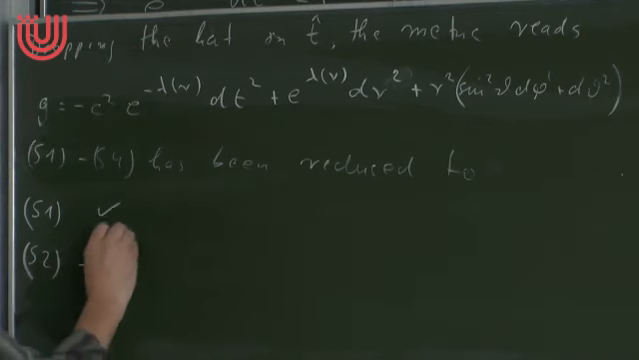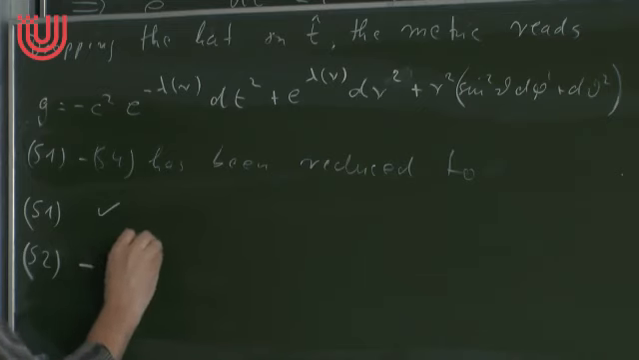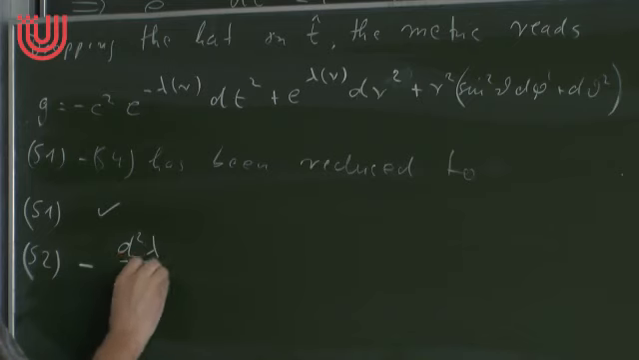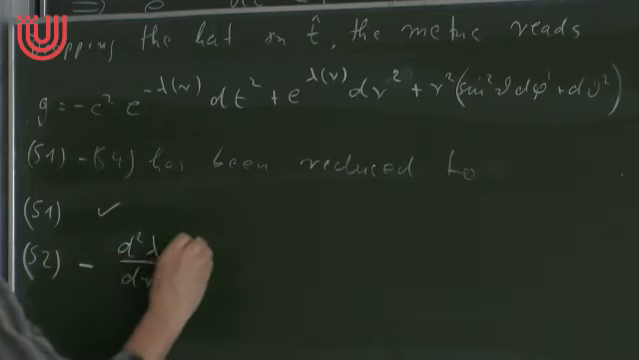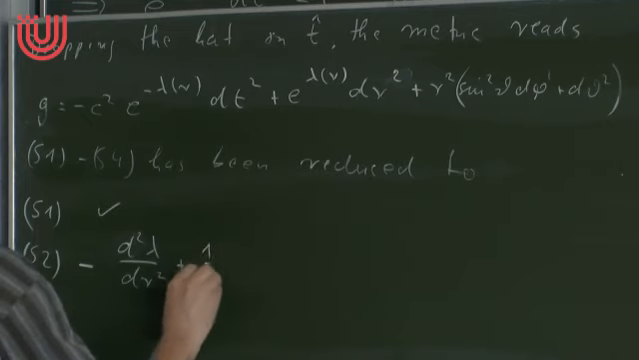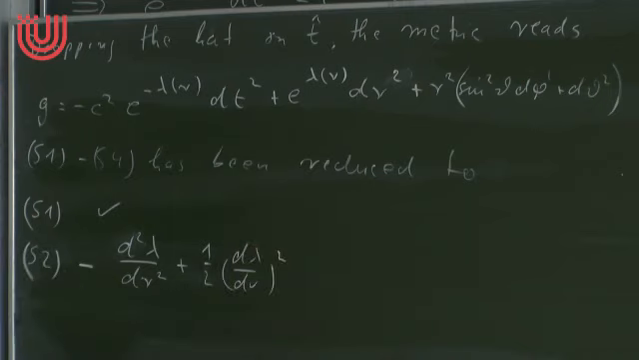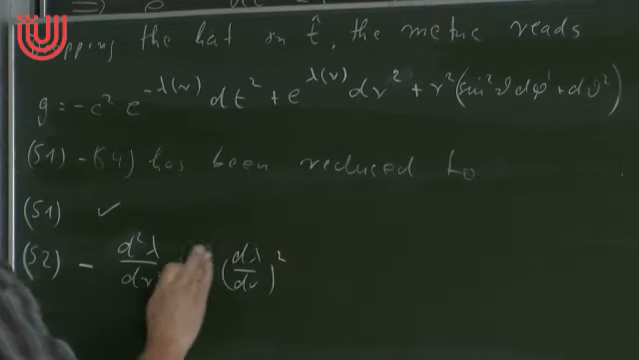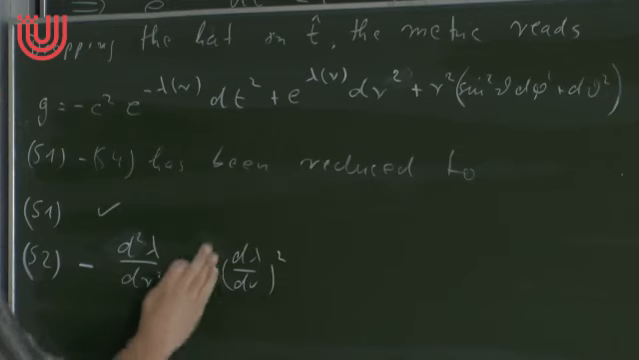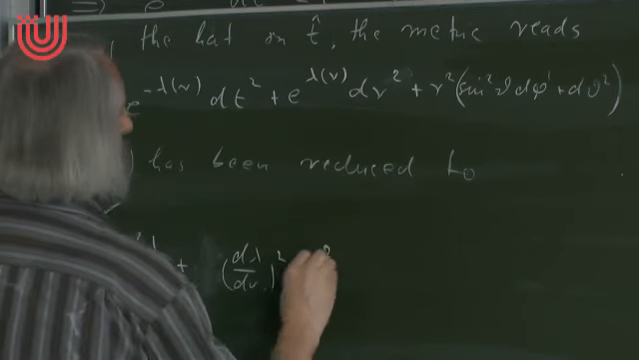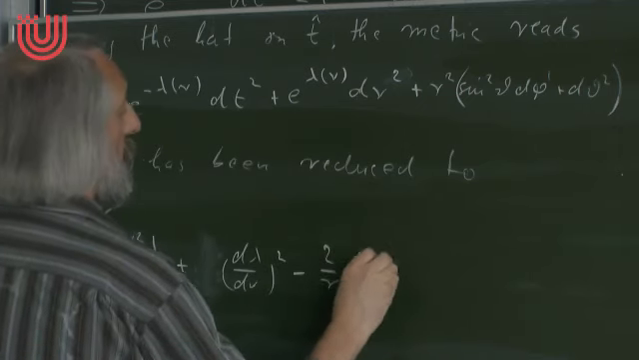So I get minus, and that's a total derivative now, because everything depends on r only, r squared plus 1/2 d lambda by dr squared. And the same term comes another time, so I just erase the 1/2, minus 2 over r d lambda by dr.